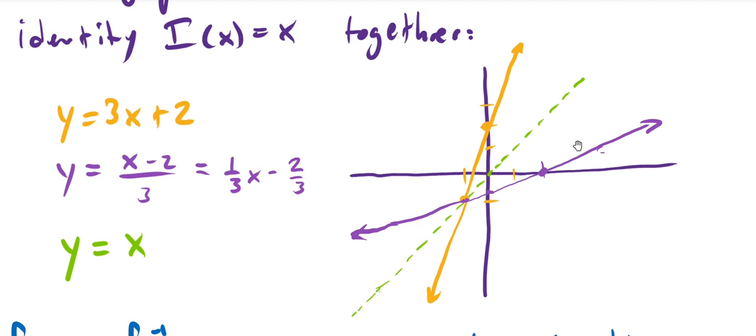When you interchange x and y, what that does is reflect over the line y equals x. That is the geometry of what's going on with inverses. They are reflections over the y equals x diagonal.